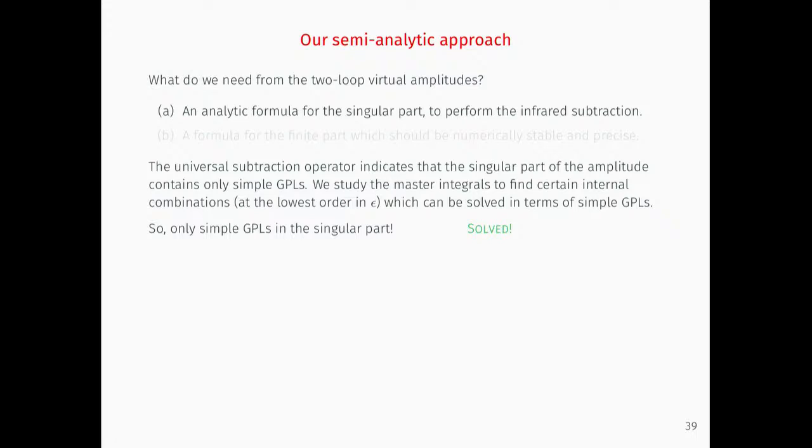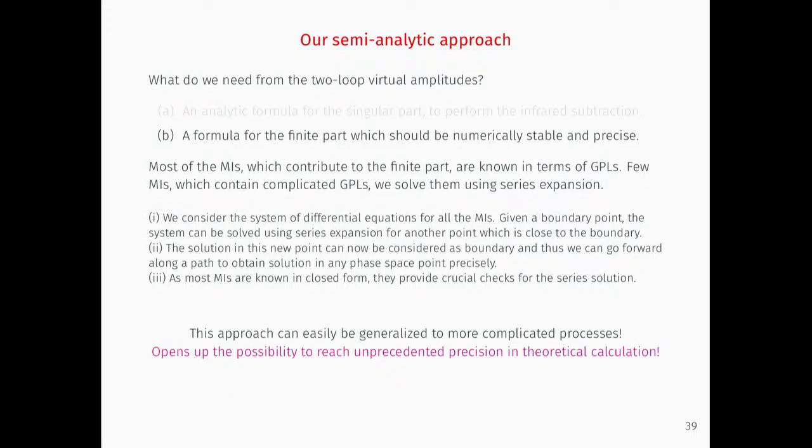Now we are left with the finite part, which of course we cannot solve this way, and that's why we come here. What we need for the finite part is a formula which should be numerically stable and precise. So what do we do? We take the differential equations of the master integrals and we solve using series expansion, but not just normal Laurent series expansion. We do the series expansion at each space-time point using an algorithm.